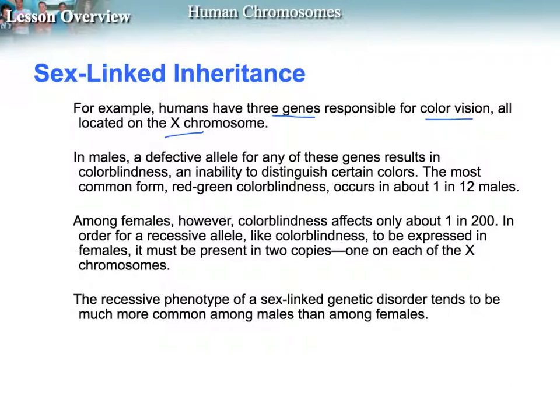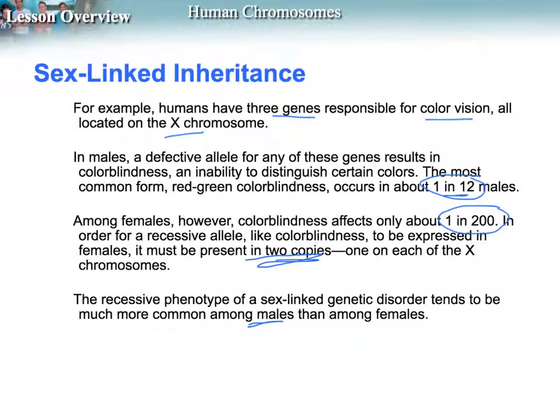In order for a recessive allele, like color blindness, to be expressed in females, you must have 2 copies, 1 on each of those X chromosomes. The recessive phenotype of a sex-linked genetic disorder tends to be much more common among males than among females. Here are the numbers, so it's much more common among the males because they only have the one version.